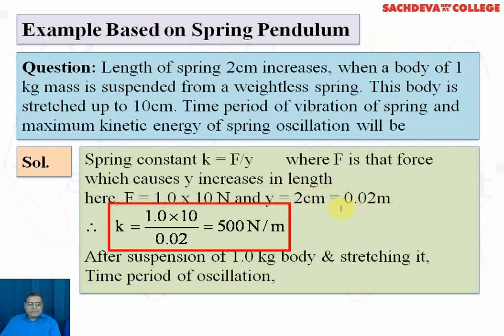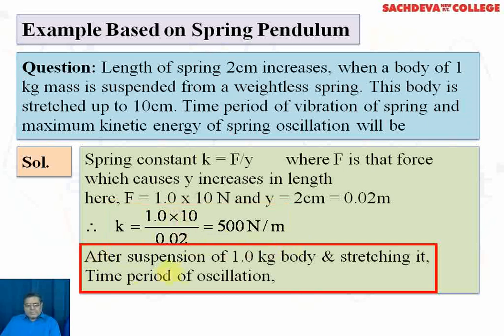Now from this we will get the value of k by putting F and then putting y. So we are using the formula k is equal to F over y. Put the value of F, put the value of y, and our net result will become 500 newtons per meter. That is the spring constant.